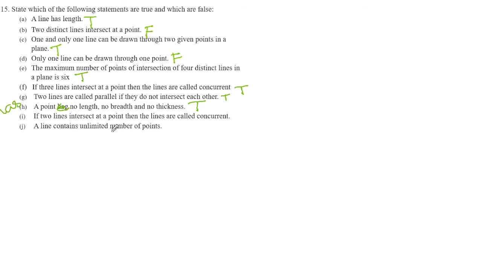If 2 lines intersect at a point, then the lines are concurrent. No. Concurrent lines should be 3 or more lines, not 2. So this is false. A line contains unlimited number of points. True. And we have completed exercise 10.1. Yeah, party!